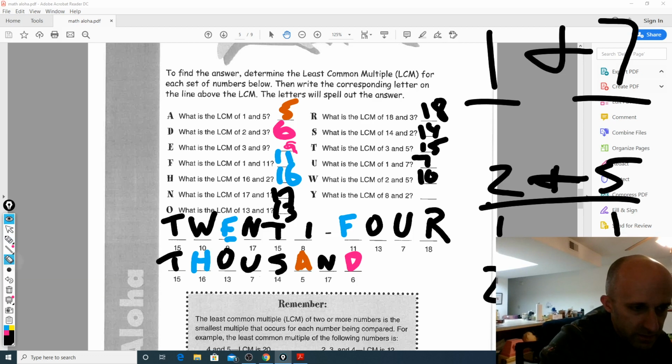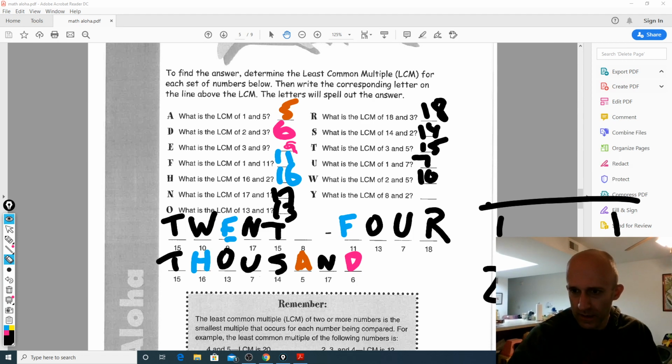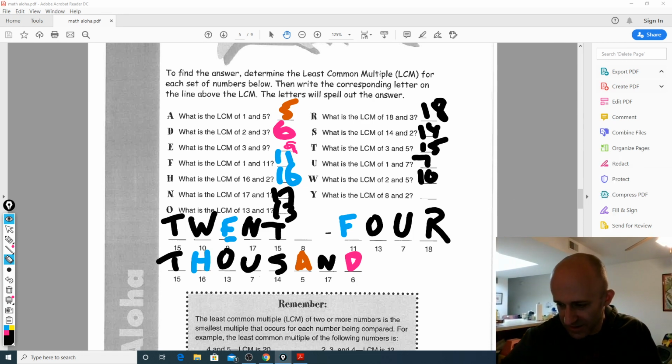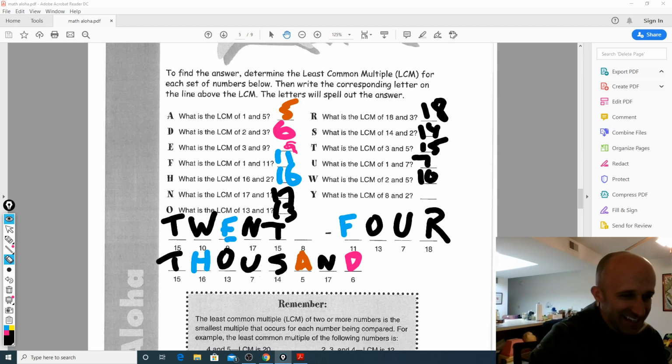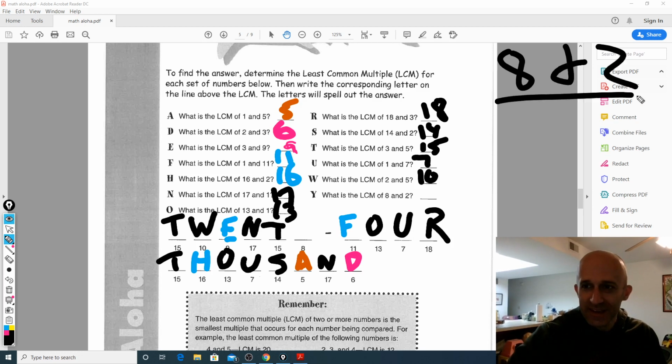I'm like, what am I doing? And finally on this one, okay. Yes, you could solve the riddle of how many teeth a shark can grow in its lifetime. Last one, 8 and 2.